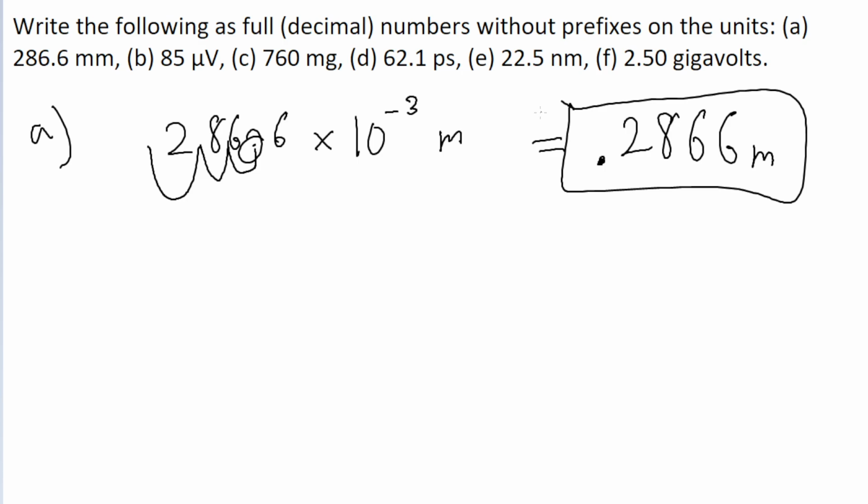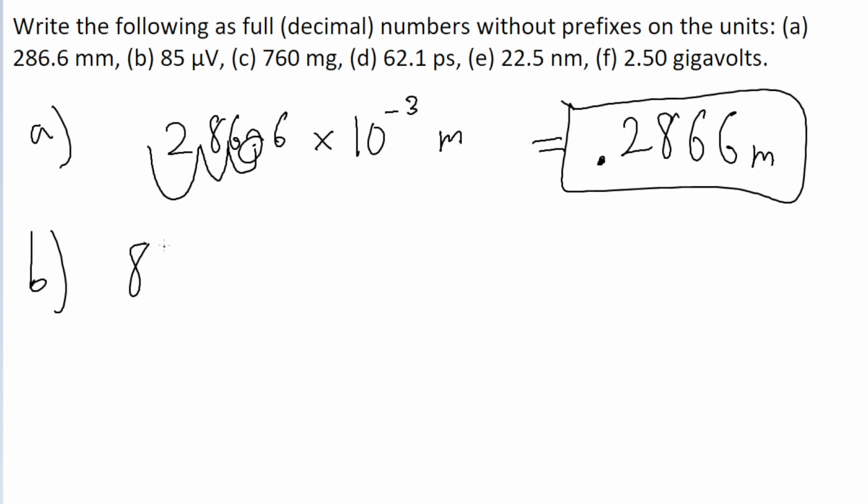That might be a little tricky to get the hang of, especially since we do have a bunch of other unit prefixes to keep track of. So let's move on to part B, where we have 85 and then microvolts. So that little Greek mu symbol represents micro, which is a millionth of something. Or, using the power of 10 notation, having a micro there is the same thing as multiplying by 10 to the power of negative 6.